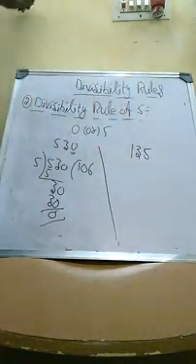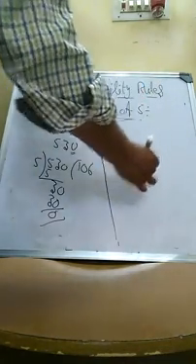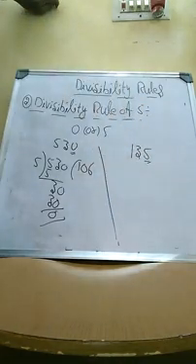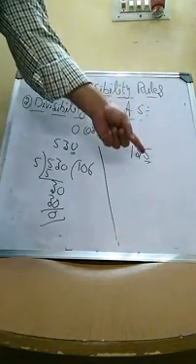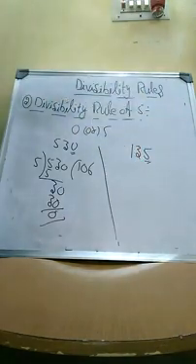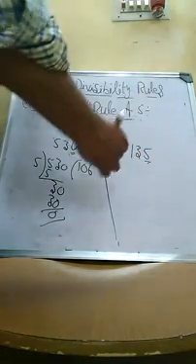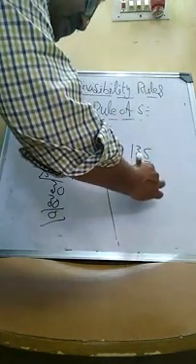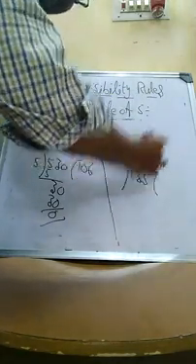One more number, 135. Here the last digit is 5. According to the divisibility rule of 5, if the last digit is 0 or 5, then that number is divisible by 5. So we can say this number is divisible by 5. Let's check by using normal division.